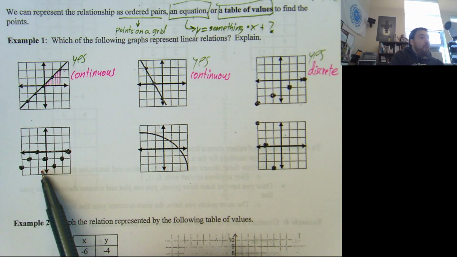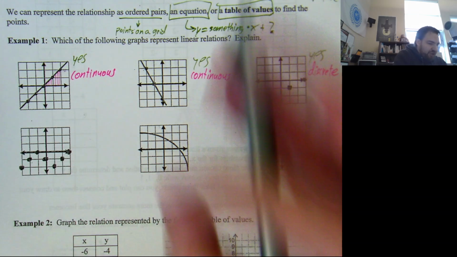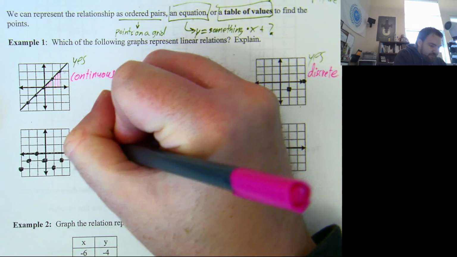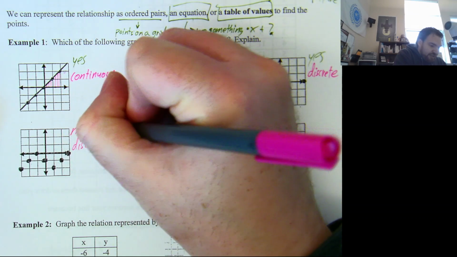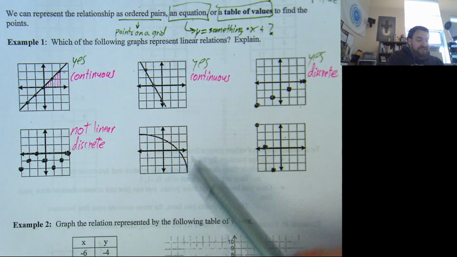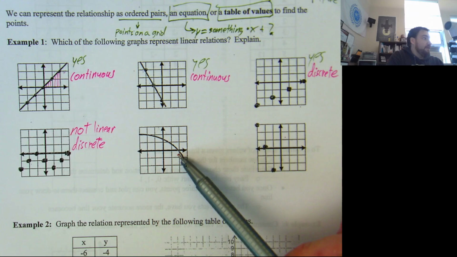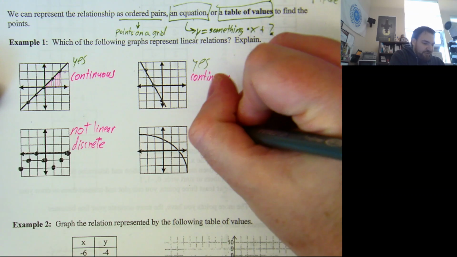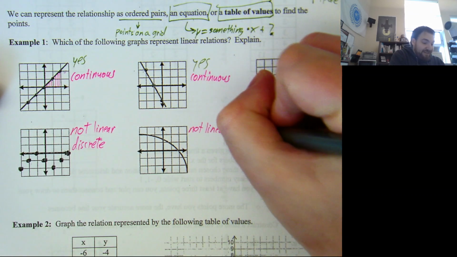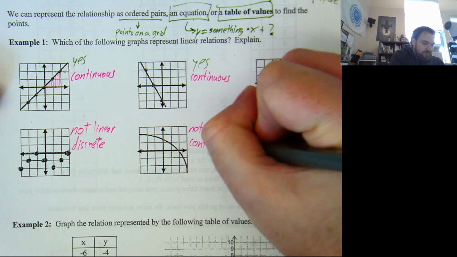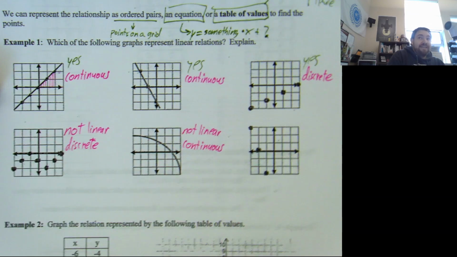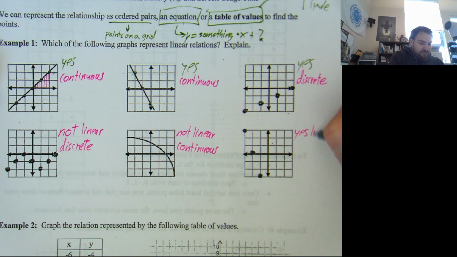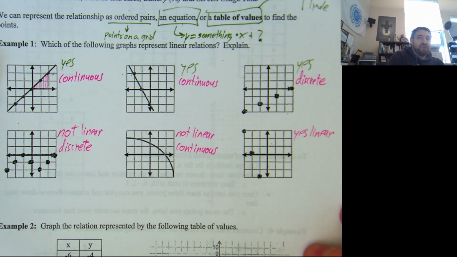Could I draw one straight line through it all? No, not linear, but it is discrete. How about this guy? Is that a straight line? No, it is not linear, but it is continuous. And then the last guy here, yes, it is linear. And what kind of linear? Discrete linear.